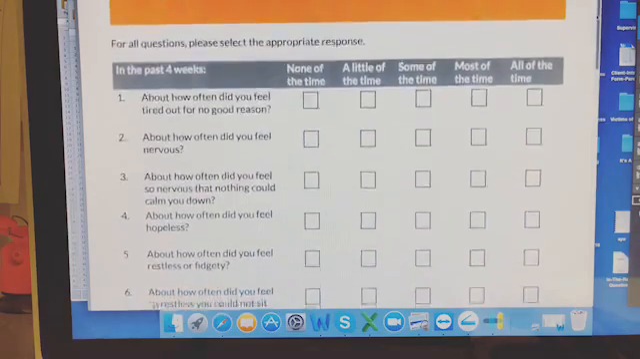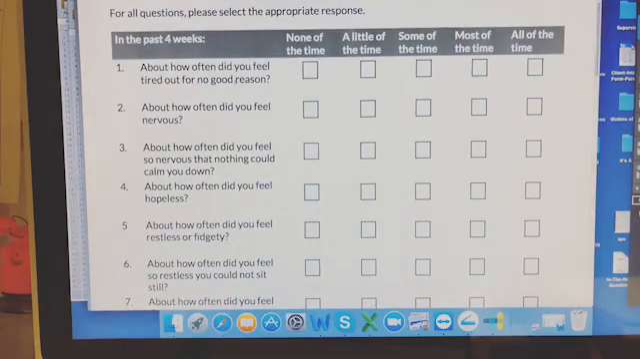What you can see is we're going to be answering a whole bunch of questions. We've got an extra little measure in here, which is a little of the time. So we've got none, a little, some, most of the time, and all of the time. And the other difference between this and the DASS is this is giving us a picture of how you've been over the past 4 weeks. The DASS was looking at over the past week.